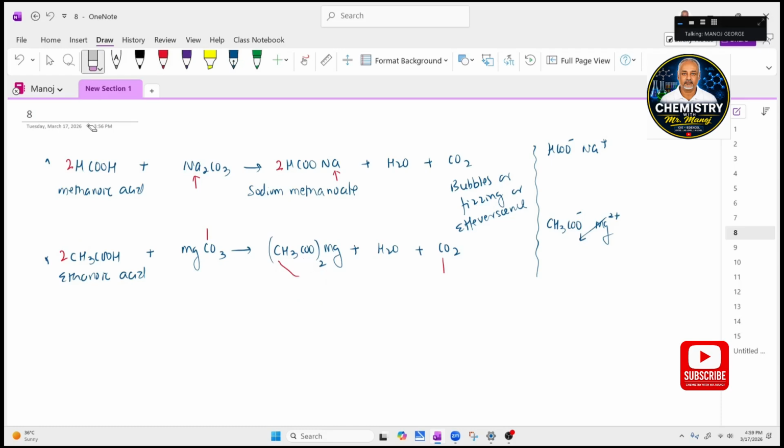Now, similarly, I have to check if my hydrogen is balanced. How many hydrogens do I have here? I have 4 hydrogens there. 4 into 2, I have 8 hydrogens. Okay, let's check here. I have 3 here and 2 here, so that's 6 hydrogen, and I have 2 hydrogens. So my H is okay. If my H is okay, my oxygen is okay. And don't forget, this is called magnesium ethanoate. Okay, waiting for your questions as of now.